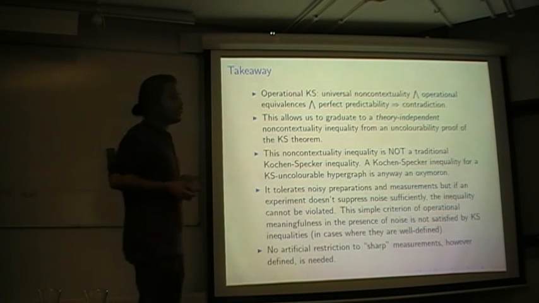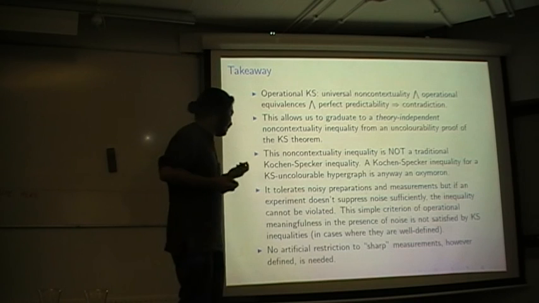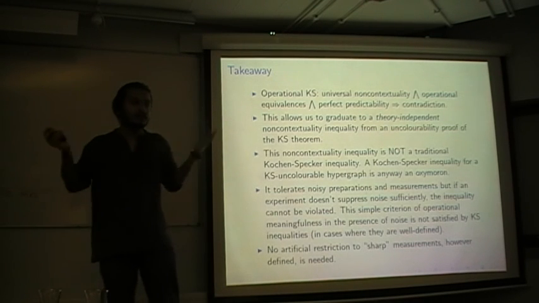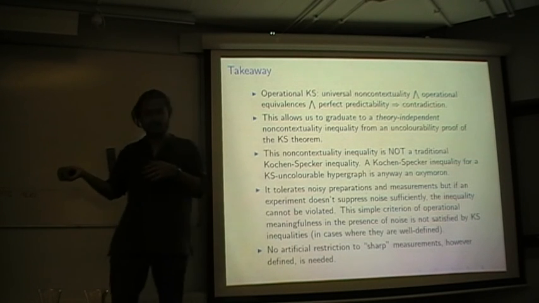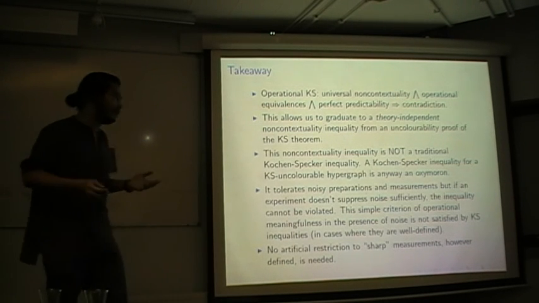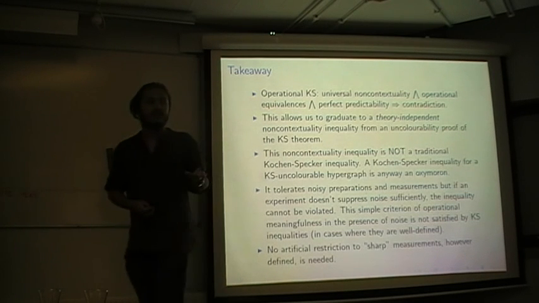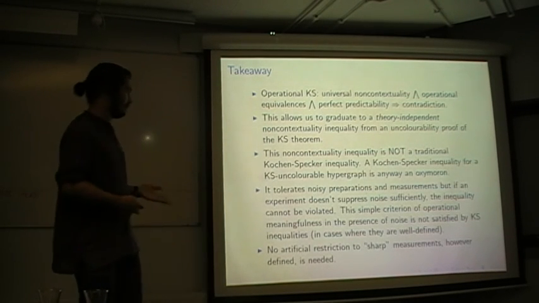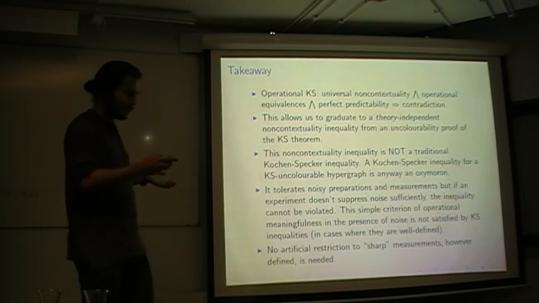And lastly, no artificial restriction to sharp measurements is needed. The traditional notion of the Kochen-Specker theorem is for projective measurements, which are sharp measurements in quantum theory. Here, one option for us was to define a notion of sharp measurements and then prove an inference from preparation non-contextuality to determinism. We did not take that route. Instead, we took the route of observing the predictability and justifying it from facts about the operational statistics rather than some structure of a general operational theory.